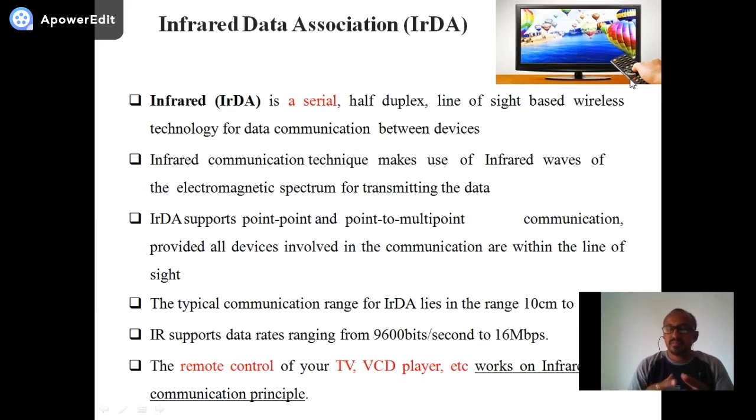Infrared communication makes use of infrared, a line of sight based wireless technology for data communication between two devices. Infrared supports point to point or point to multi-point communication, provided all the devices involved in the communication are within the line of sight. I told you what is meant by line of sight.